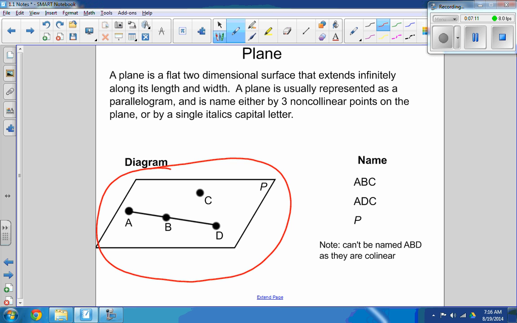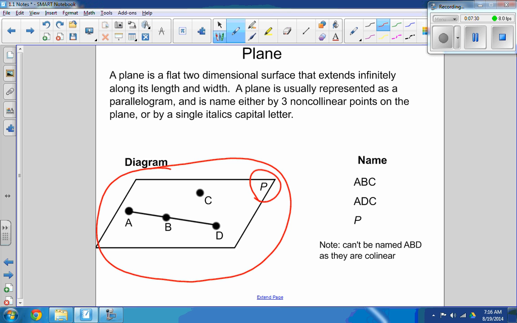You've got a number of points on there, A, B, C, and D. This is not a point. That is the name of the plane. It's a capital letter, and it's in italics, so the name is P. You also could name it by ABC or ADC.